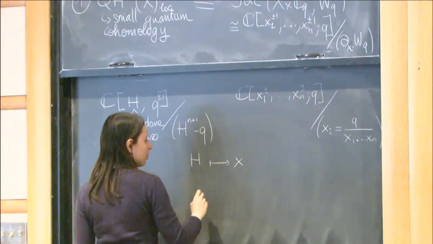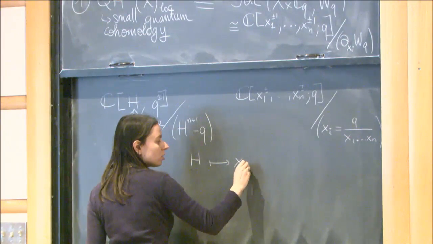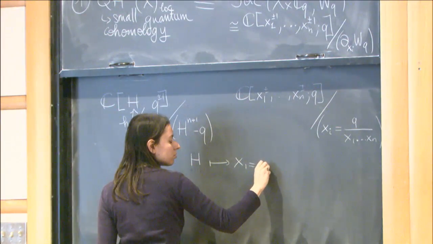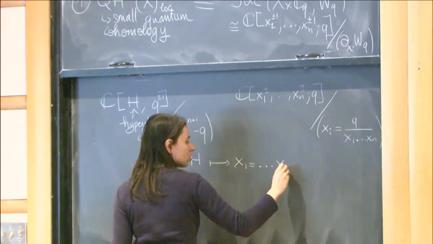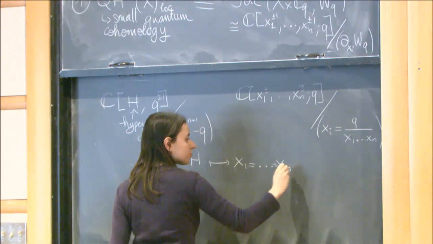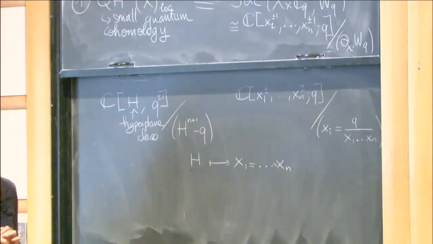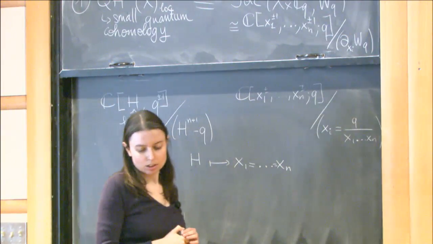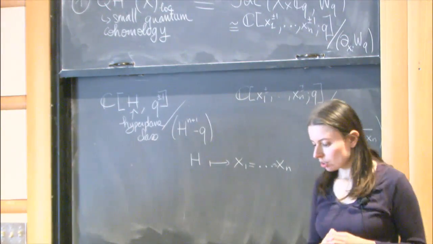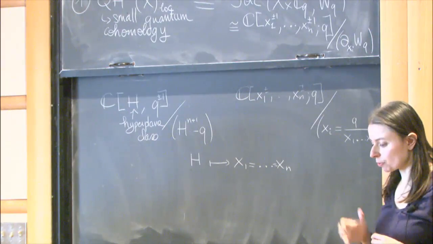If I map H to any of the xi and q to q, that gives me the isomorphism. So that's very clear what happens in the case of projective space.